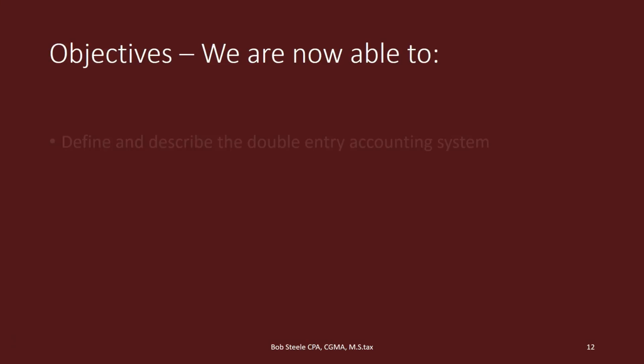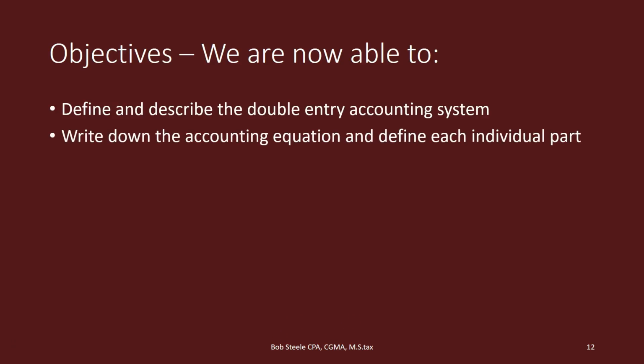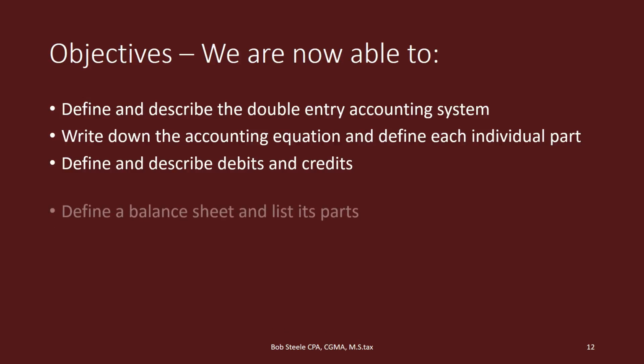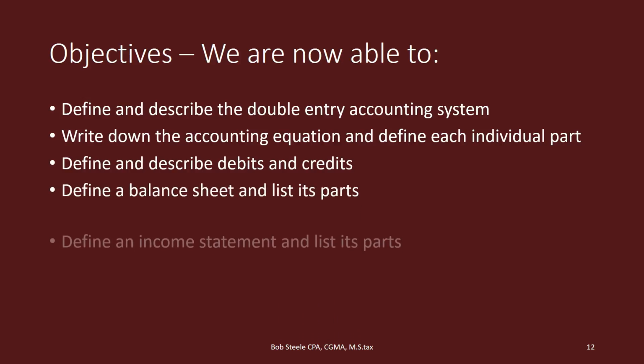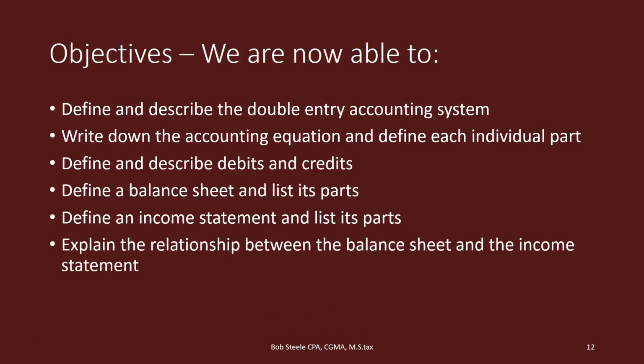All right, so we are now able to define and describe the double entry accounting system, write down the accounting equation and define each individual part, define and describe debits and credits, define a balance sheet, list its parts, define an income statement, list its parts, and explain the relationship between the balance sheet and the income statements. Remember, you probably want to look at this one a few times. We go over all the statements because we want to see how they're connected to each other, and how the double entry accounting system is represented in the balance sheet, and how the balance sheet is tied to debits and credits.